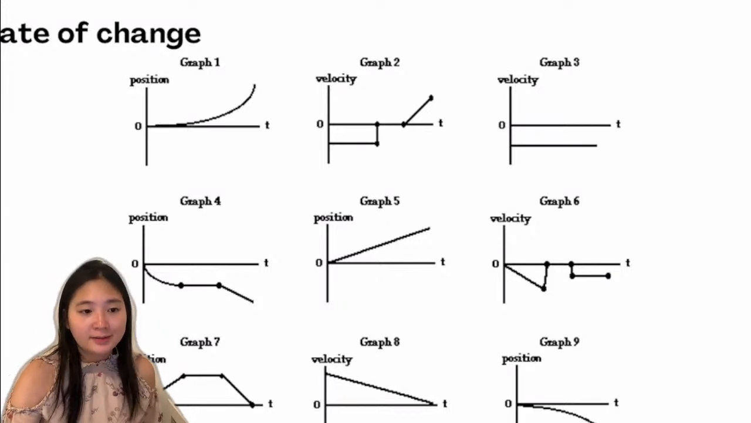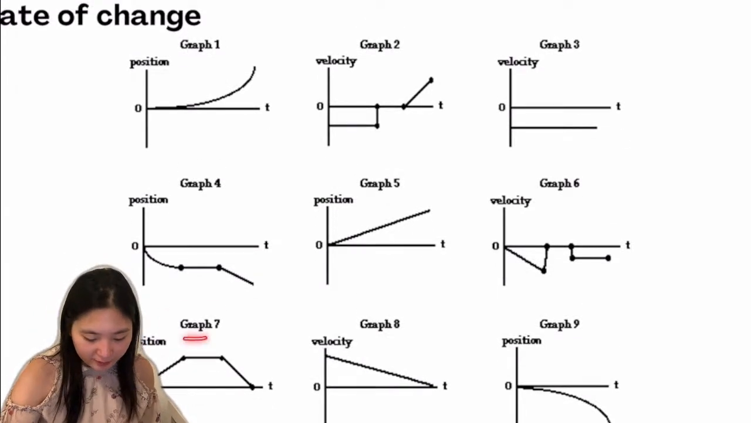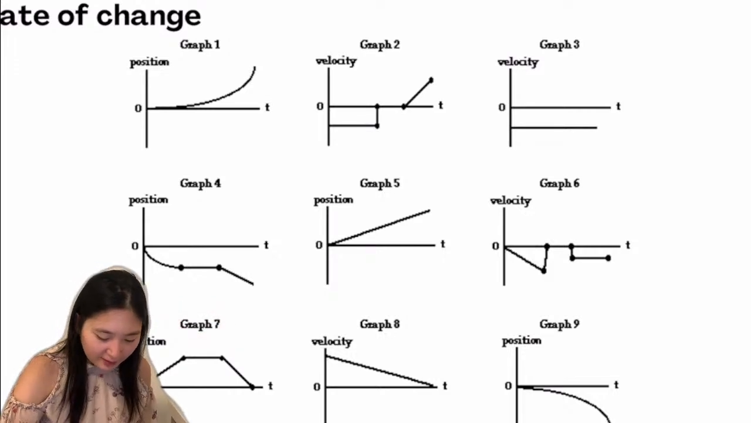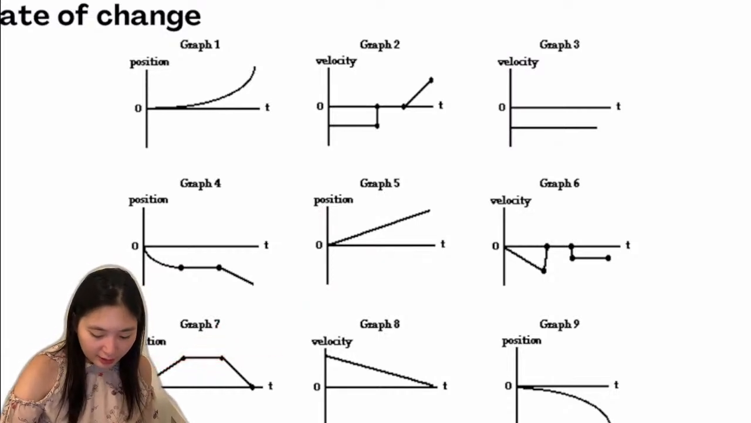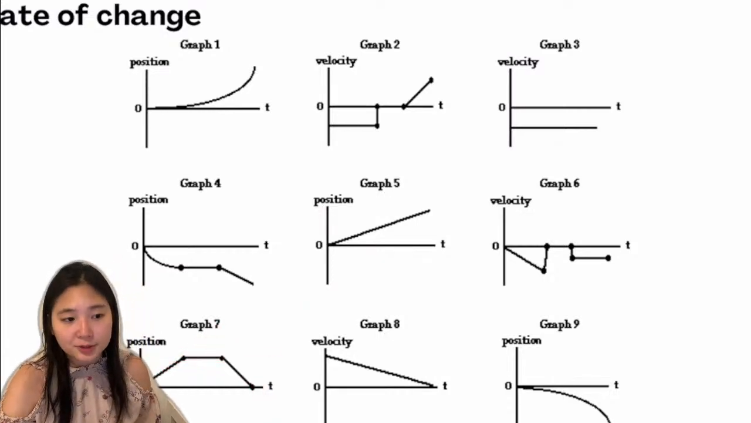Okay, and next, what about graph number 7? For graph number 7, at first, it has a positive rate of change, and then next it has a 0 rate of change, and then it has a negative rate of change.